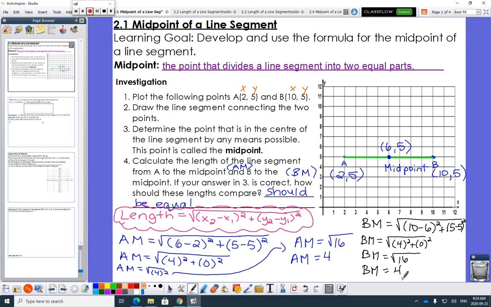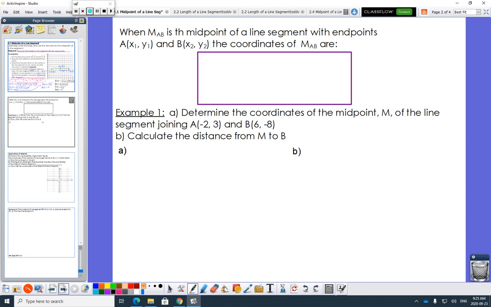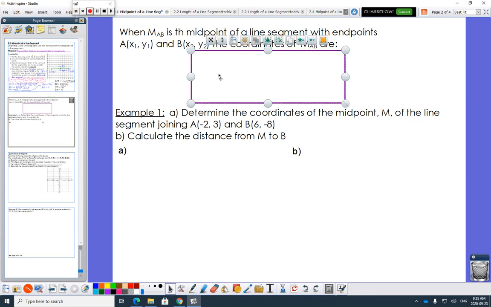So what we're going to do is, this is ordered pair notation. We're looking for what's the x value and what's the y value, okay?